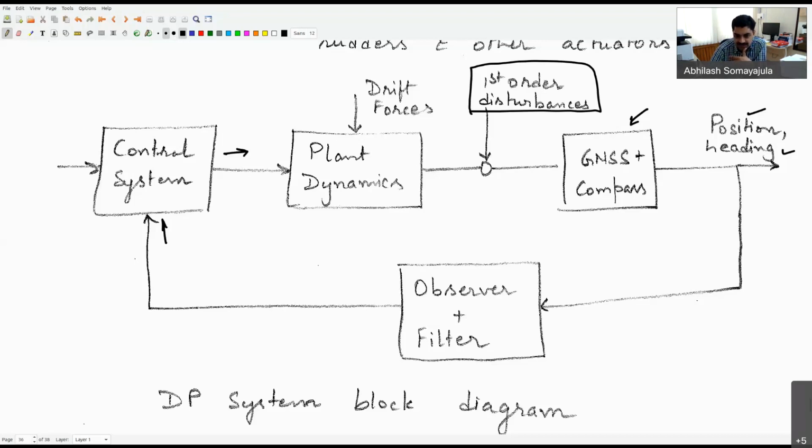The only difference here is that we have to make sure that this observer plus filter becomes particularly important to remove this first order component. We don't want to consider that. And we'll discuss this at length when we start discussing the navigation systems.